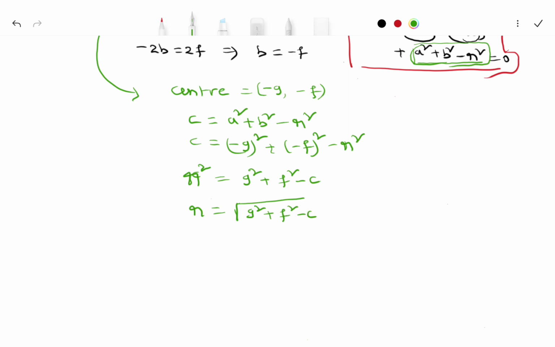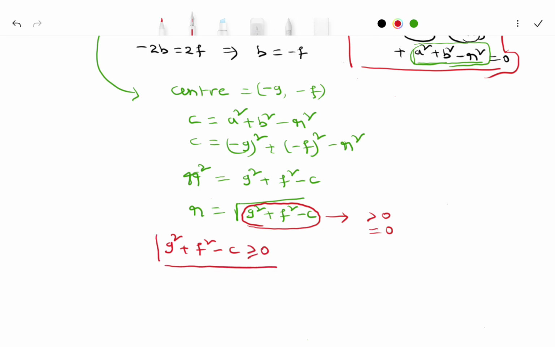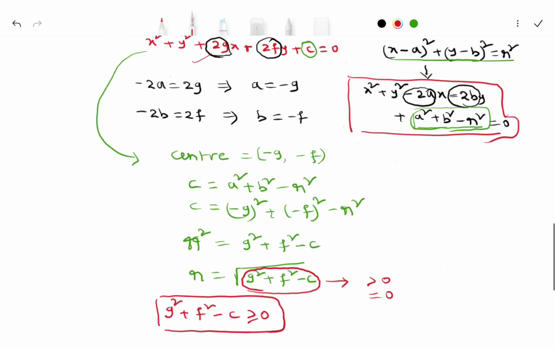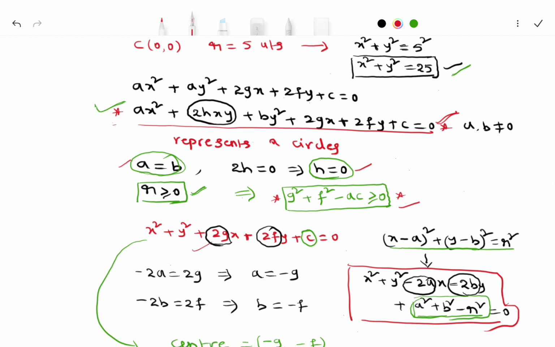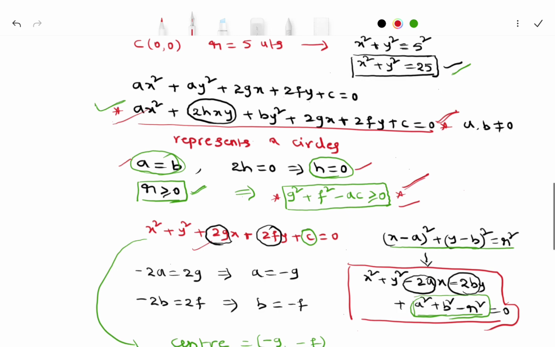You know one fundamental: whatever the value under the root, it must be either positive or equal to 0. So for the above equation to represent a circle, the condition must be g square plus f square minus c greater than or equal to 0. Now, by using this formula in the above example, ax square plus 2hxy plus by square plus 2gx plus 2fy plus c, you can derive the result g square plus f square minus ac greater than or equal to 0.